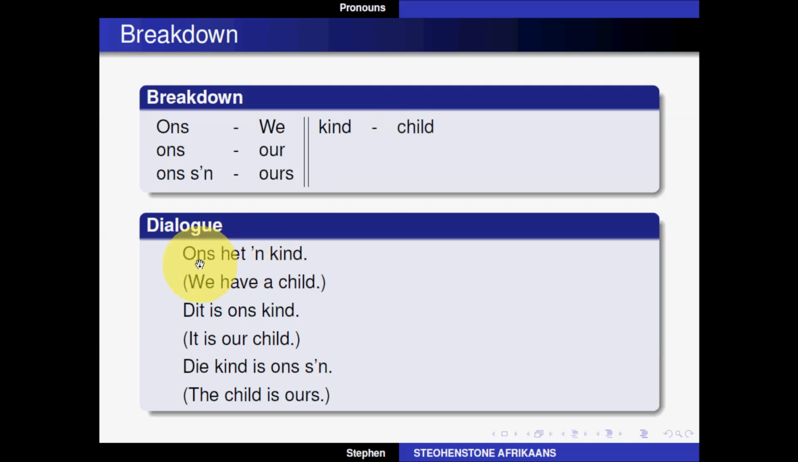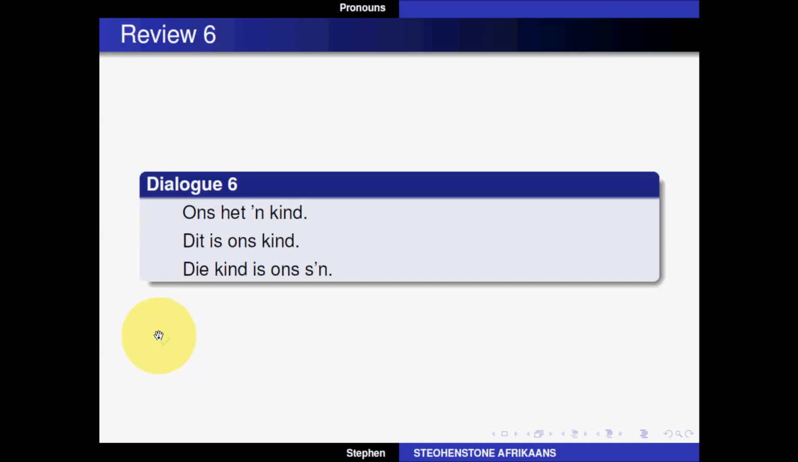So the first sentence, ons het 'n kind, means we have a child. Dit is ons kind means it is our child. So even though these two words are the same, they occur in different types of sentences, and there's no confusion. Last sentence, die kind is onsen. The child is ours. So let's review this, where you can try and repeat it yourself and see how close you can get with the pronunciation and getting used to the sounds of Afrikaans.